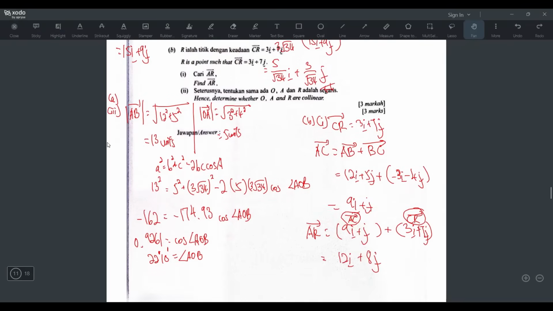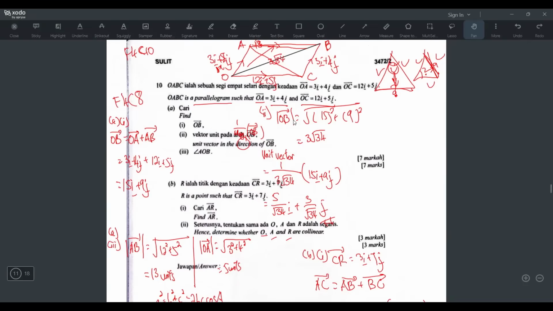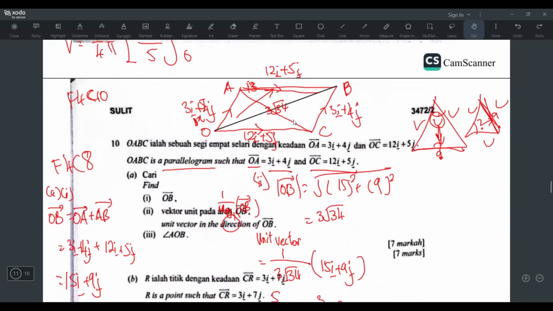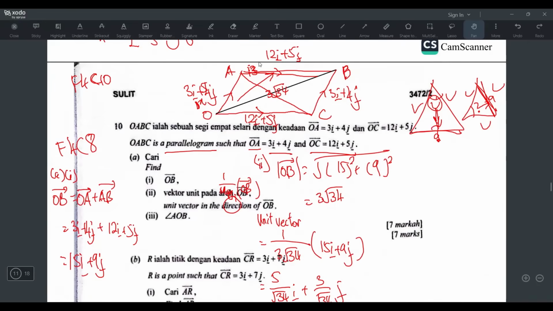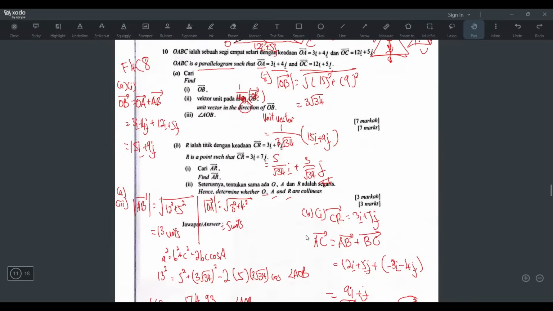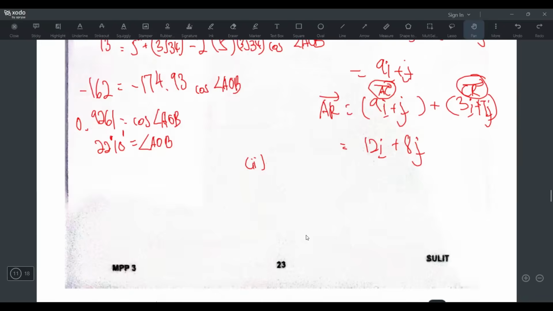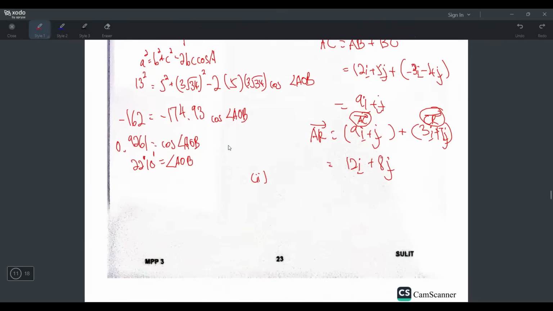Now for the final part, number two. Hence determine whether OA and R are collinear. Collinear means on the same line. It means determine whether they are on the same line or not. How to do this? Let's go to the diagram. We have OA. There's another point which is R, but R is not in this diagram because R is a new point that comes in. Let's say this is O, this is A, this is R.